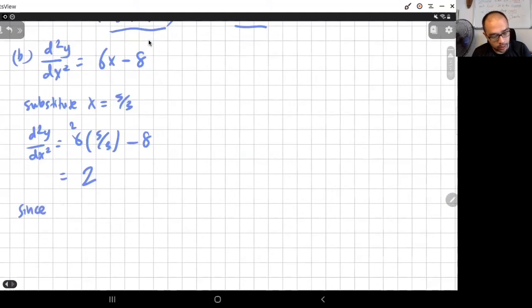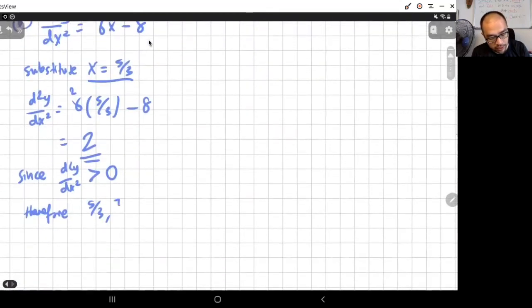Since d2y/dx2 is more than 0, positive, it's 2. Since d2y/dx2 is more than 0 when x equals 5 over 3, therefore 5 over 3 and 77 over 27 is a minimum point.